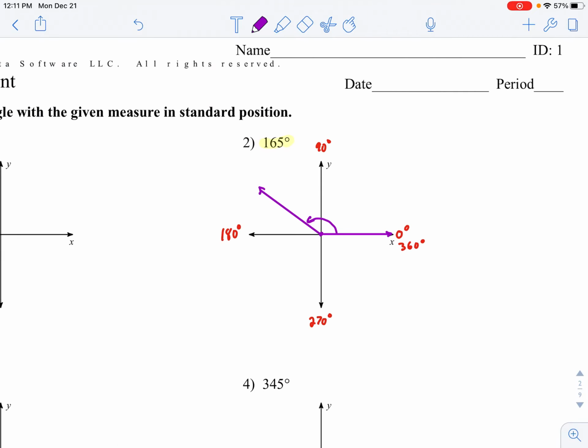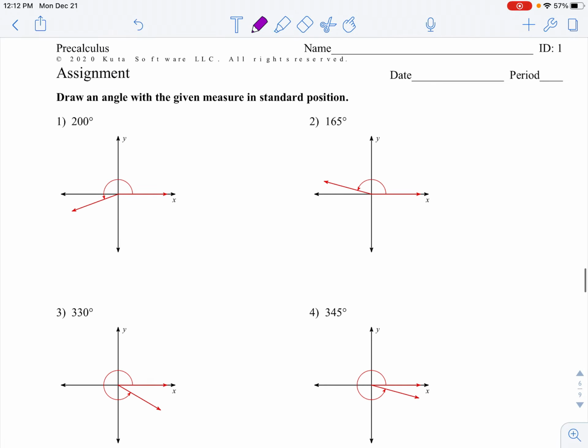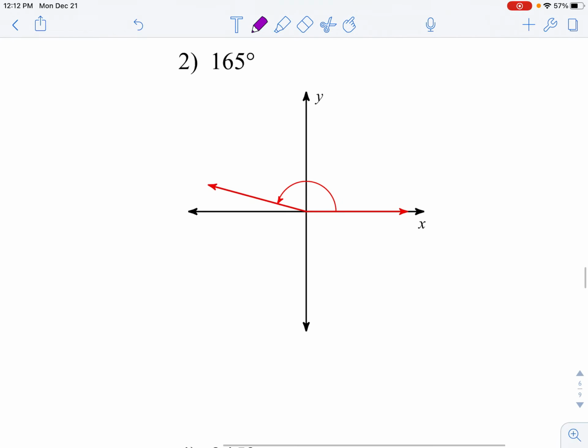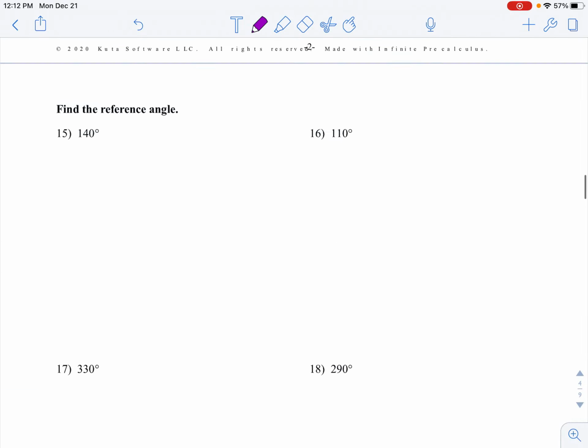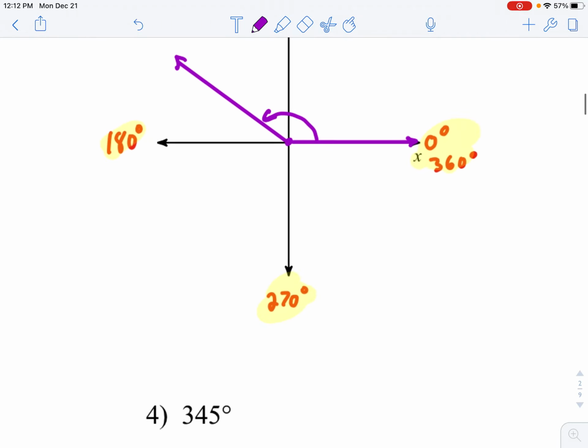That is my drawing. You don't have to put these in your drawing. I just did that for reference, just for this one example. But let's check number 2. There we go. Okay, so 165, I guess, is a little closer to 180 than I drew it. But it's good enough. If you're in the right quadrant, you have all the parts drawn, that's good enough.